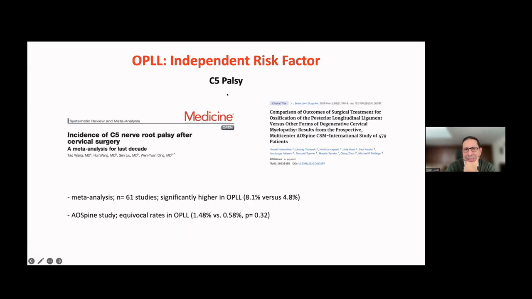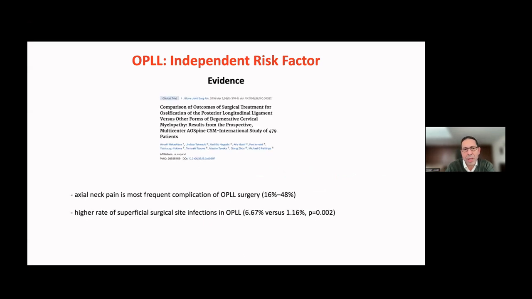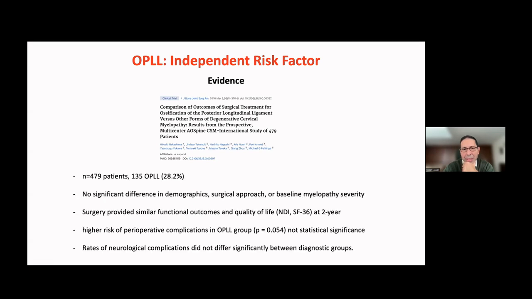On this meta-analysis, if you look at C5 palsy, it is significantly higher in OPLL, although the AO Spine study shows equivocal results, higher in OPLL but not significant. It seems that axial neck pain is the most frequent complication after surgery, and this is probably related to the number of posterior procedures being done. Higher rate of superficial surgical site infection in OPLL.